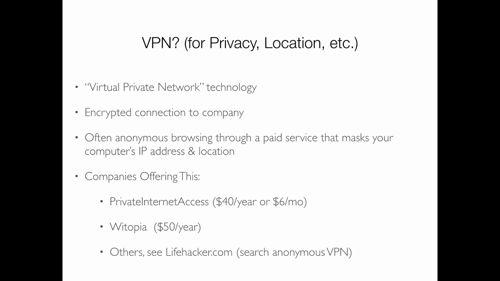Okay? So if you want a little bit more security or privacy, you might consider something called a virtual private network or VPN, which can allow you to tunnel through somebody else's network to a secure place where you can access. So in this particular example, it's an encrypted connection to a company that you pay for that lets you have access securely out through their servers. So the example company that I'll use in this is a company called Private Internet Access. It's about $40 a year or $6 a month. And it will, one, anonymize your browsing so that nobody knows what you're looking at, which may or may not be relevant to you depending on what you browse for.